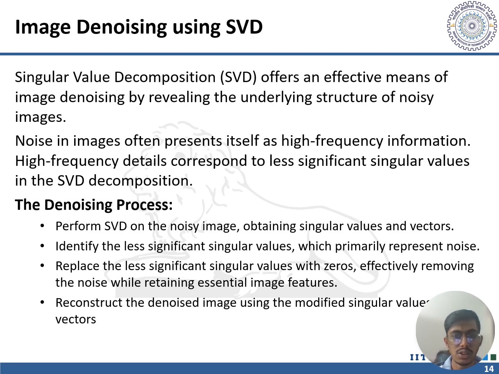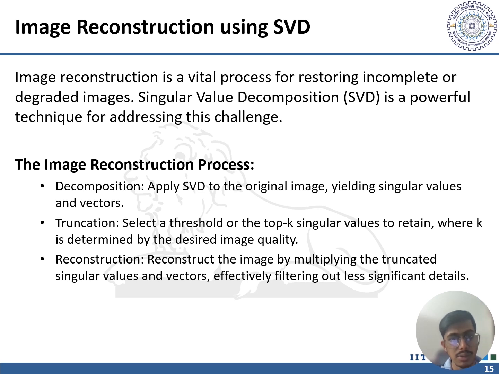Another noteworthy application is image denoising, which is used to trim down high frequency details in the image into less significant values by using SVD. It's a process similar to what we use in image compression previously. Similarly, we have image reconstruction, which is used to restore degraded images. The process here is that the image is first decomposed into matrices, then truncated before final reconstruction.